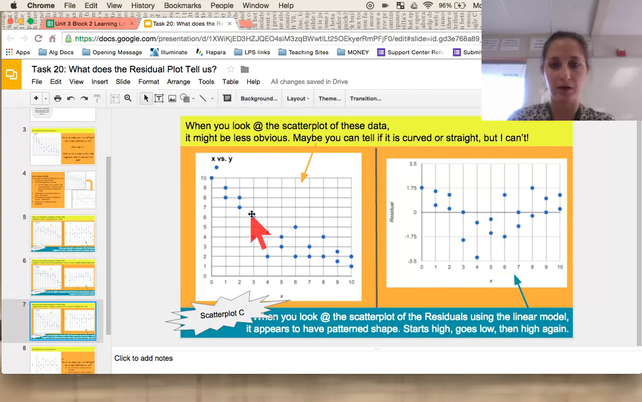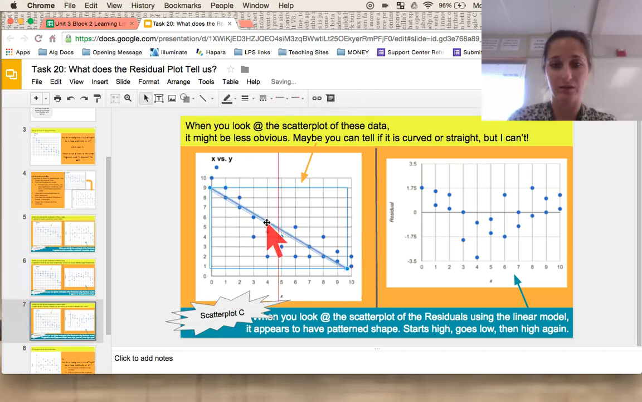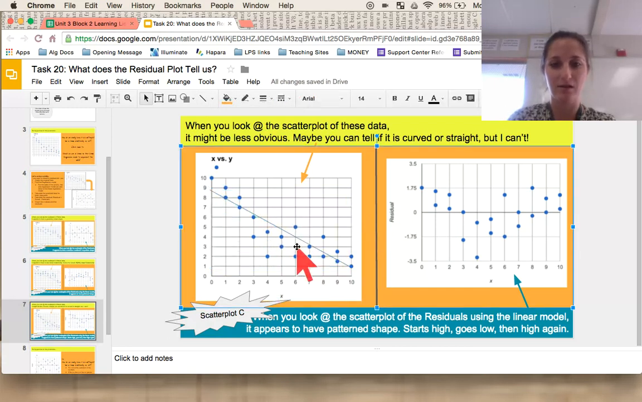Looking at this scatter plot, it might be a little bit less obvious. Maybe you can tell if it's curved or straight, but I definitely can't. So maybe this linear model, maybe it's linear, maybe it's nonlinear. And so when you look at the scatter plot of the residuals using the linear model, you see it also has kind of a curve or a pattern to it.